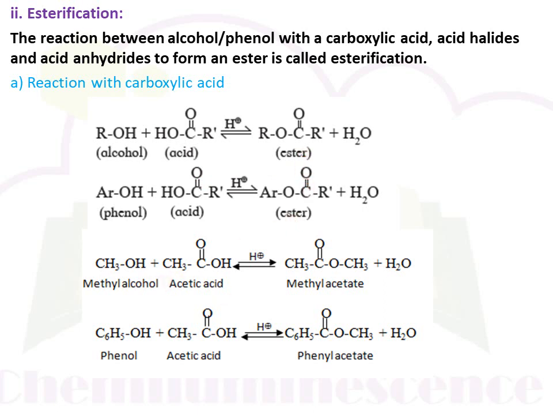These are the examples: methyl alcohol on reaction with acetic acid. This methoxy part gets combined with this part, and the OH group of the acid and the H plus ion of the alcohol get combined, and we get methyl acetate and water. Secondly, phenol on reaction with acetic acid in acidic medium gives phenyl acetate as a product and water as a side product, which is removed as soon as it is formed.